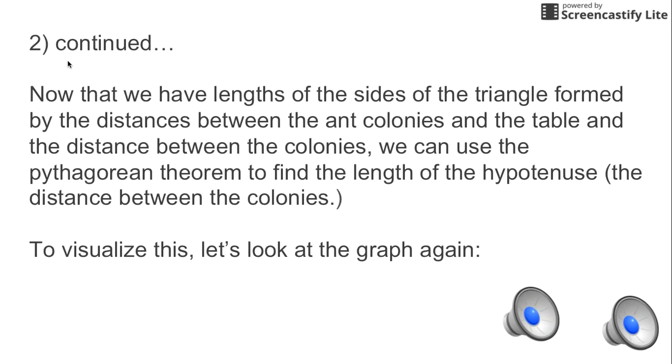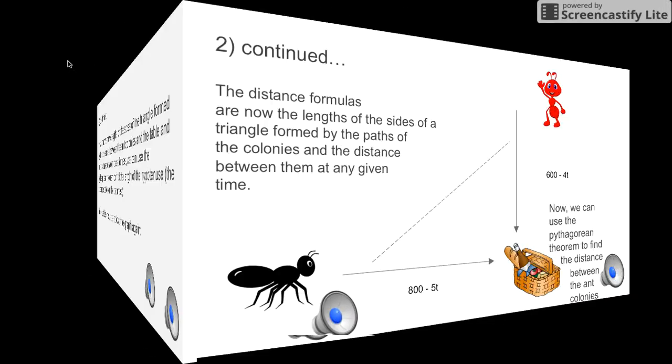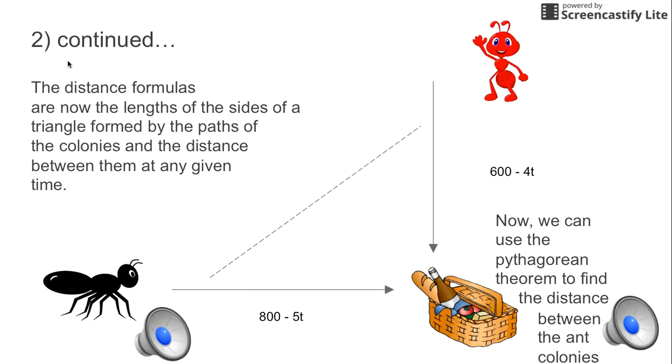Now that we have the lengths of the sides of the triangle formed by the distances between the ant colonies and the table and the distance between colonies, we can use the Pythagorean theorem to find the length of the hypotenuse, or the distance between the colonies. To visualize this, let's look at the graph again. These formulas are now the lengths of the sides of a triangle formed by the paths of the colonies and the distance between them at any given time. So now we can use the Pythagorean theorem to find the distance between the ant colonies.